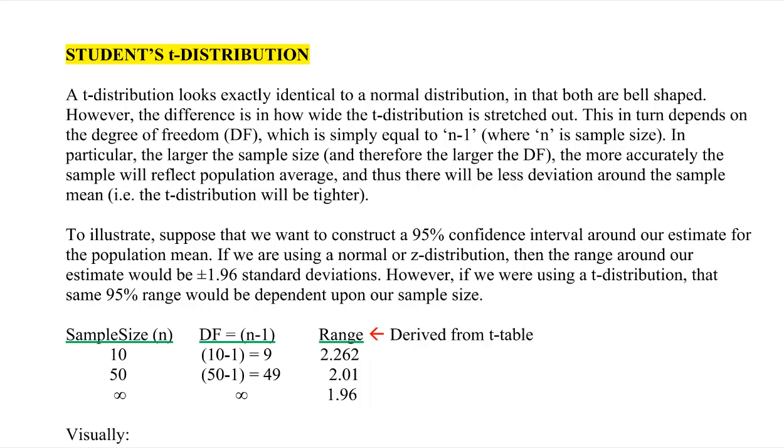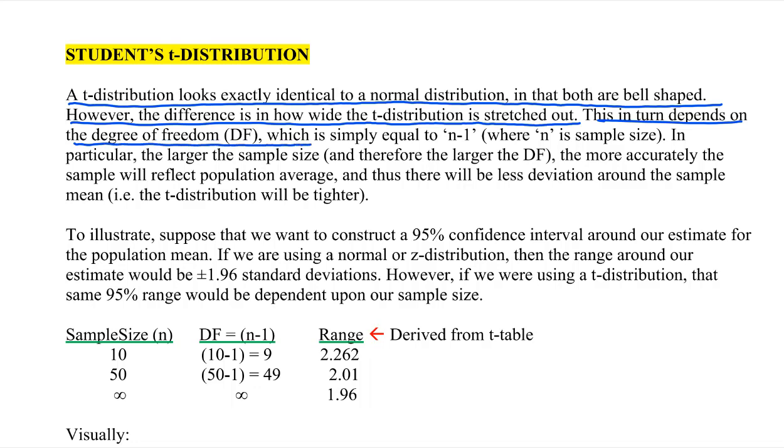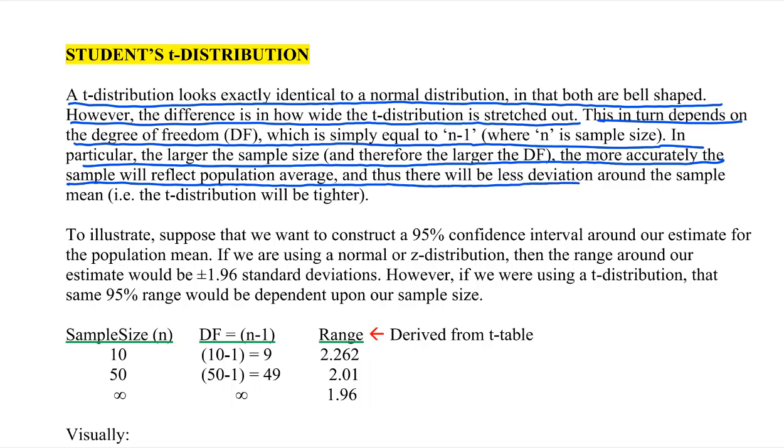Student's t-distribution. A t-distribution looks exactly identical to a normal distribution in that both distributions are bell-shaped. However, the difference is how wide the t-distribution is stretched out. This in turn depends on what's called the degrees of freedom, which is simply equal to the sample size minus 1. Now in particular, the larger the sample size, and therefore the larger the degrees of freedom, the more accurately the sample would reflect the population average, and thus there will be less deviations around the sample mean. In other words, the t-distribution will be tighter.